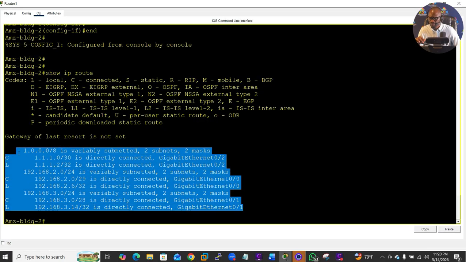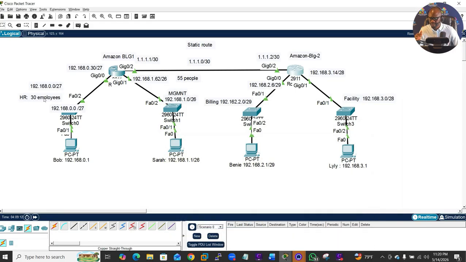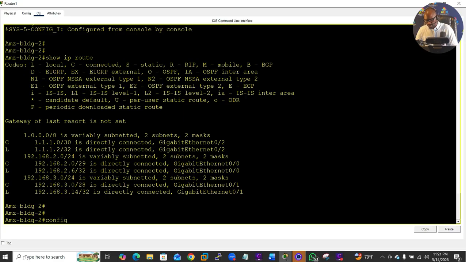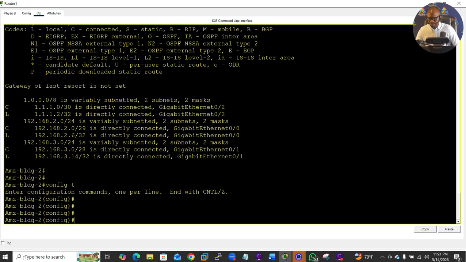As you can see here, building 2 doesn't know about the existence of the HR network and management network, which are on 192.168.0.0/27. So we need to add it manually. Because it's a manual process, that's why we call it static routes. Okay, IP route 192.168.0.0 255.255.255.224/27, exit interface or next hop IP 1.1.1.1.